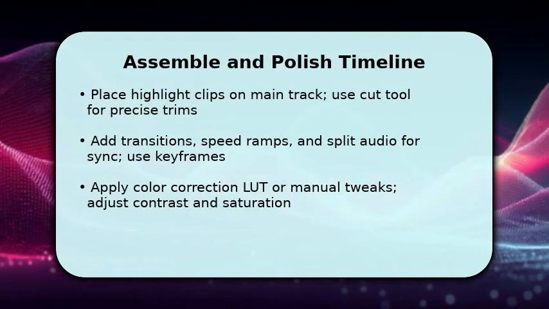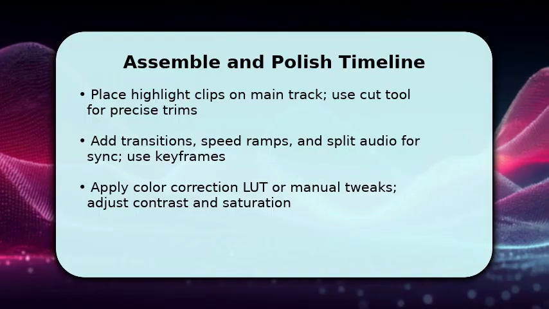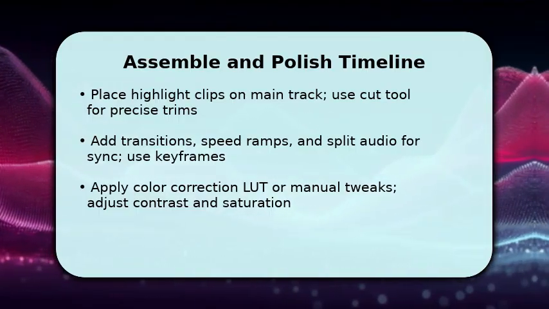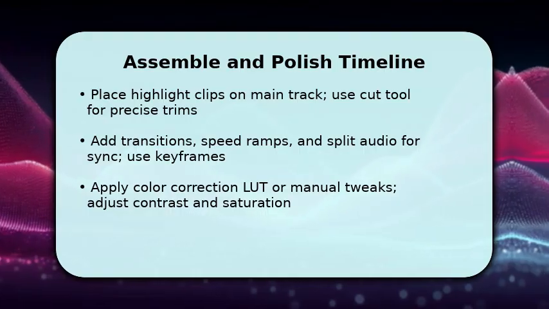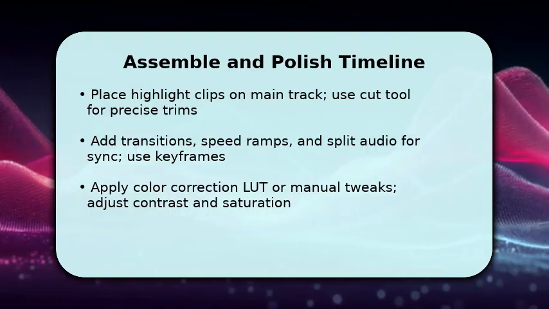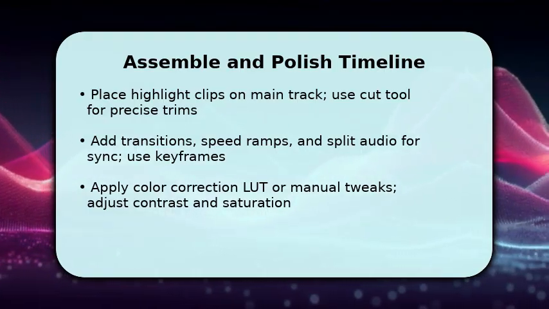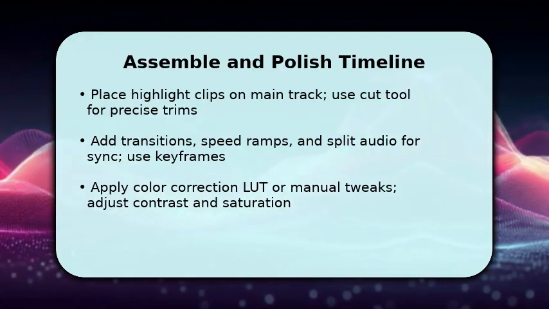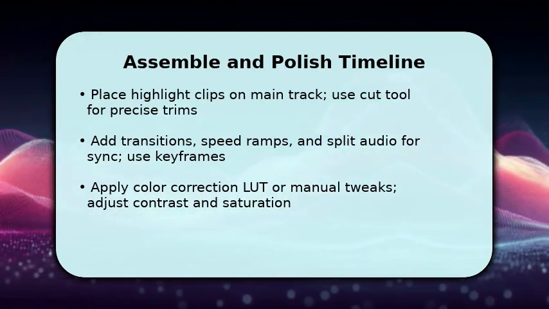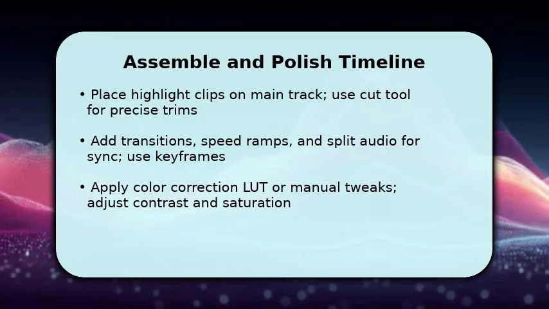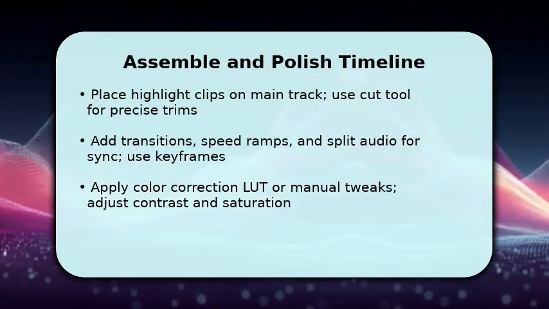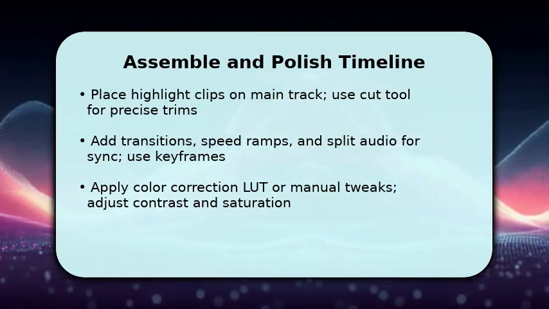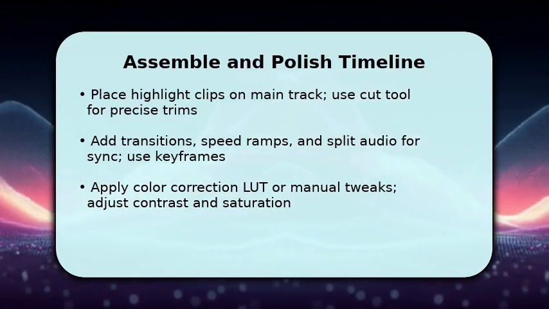Now you build the story. Assemble highlight clips on the main track in chronological or hype order, and use the cut tool to remove dead time. Make sync-tight edits by splitting audio, adding short crossfades, and inserting speed ramps for dramatic moments. Use keyframes to smooth motion or scale changes on overlays, and apply a quick LUT or manual color correction to match shots. This creates visual continuity. Make sure to zoom in on the timeline to refine frame-accurate cuts.